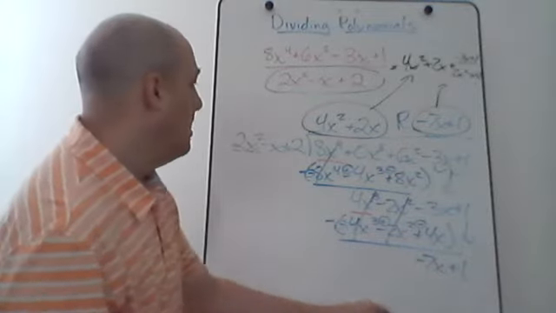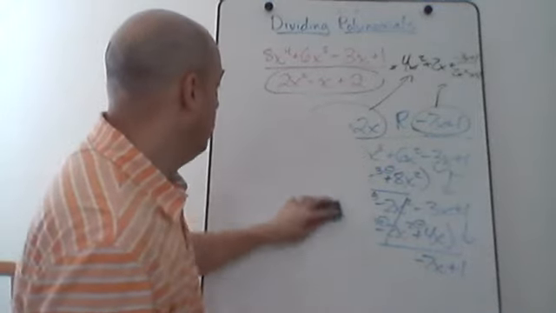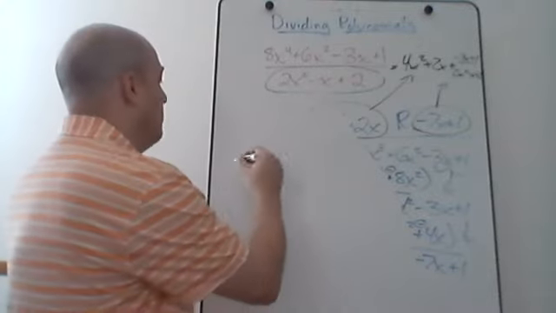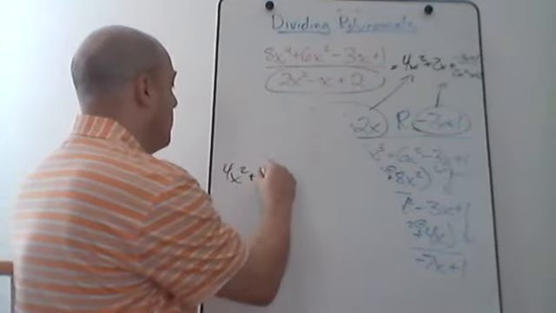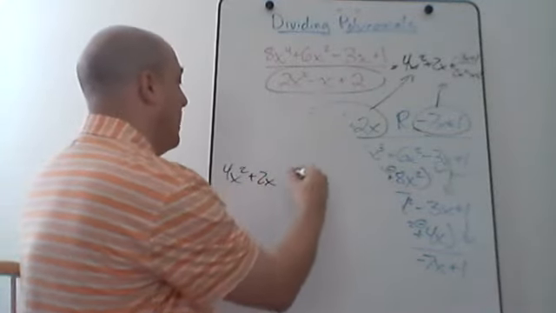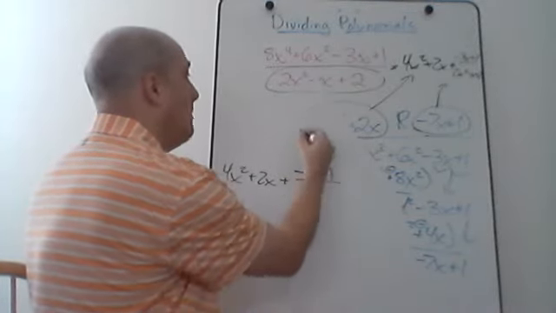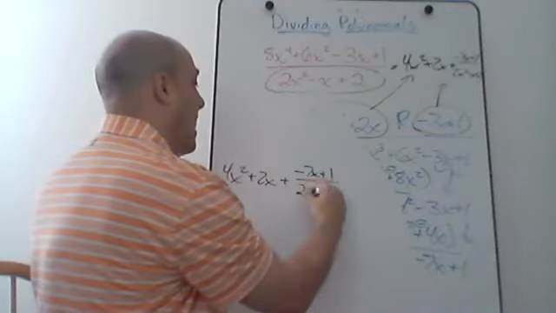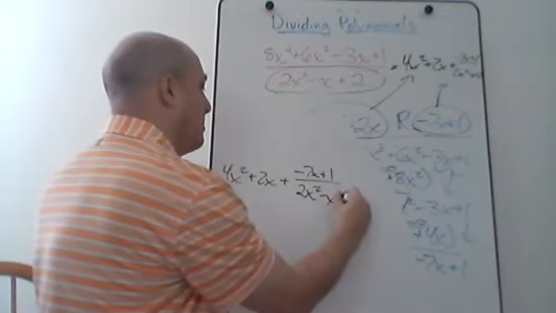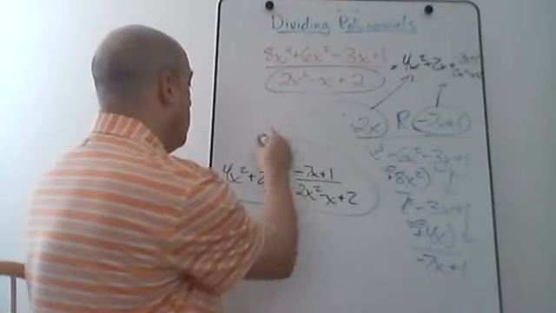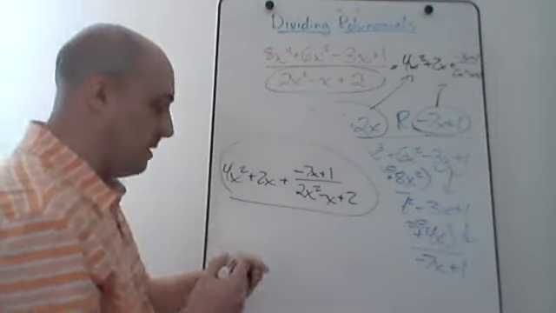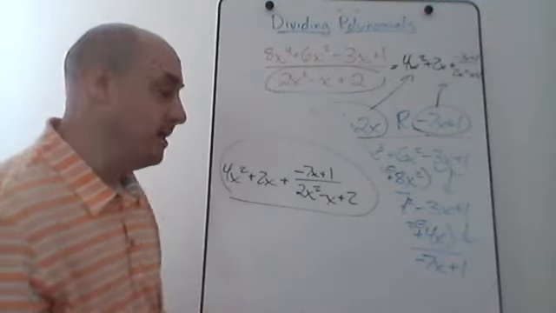All right, so maybe I can write that a little more clearly for you to see. So it would be 4x squared plus 2x, right? That's my quotient that I got, plus the remainder, negative 7x plus 1, over my original denominator, my original divisor, 2x squared minus x plus 2. Right? That's what this fraction here is equal to when I actually divide those polynomials.